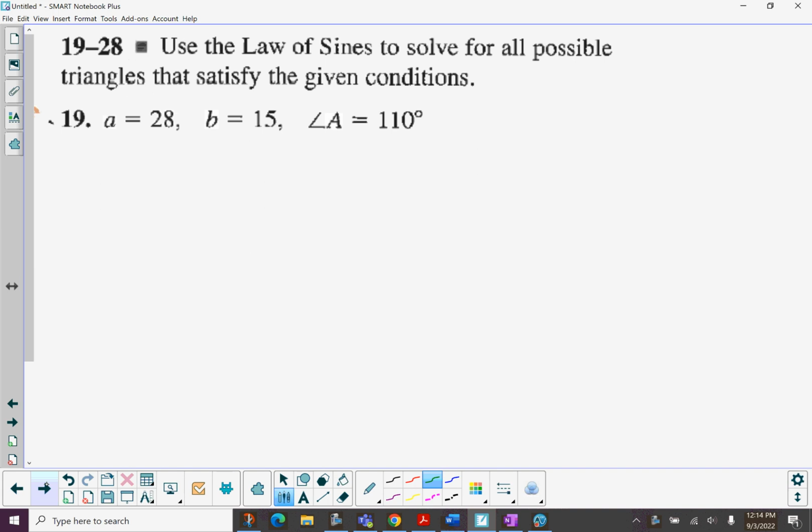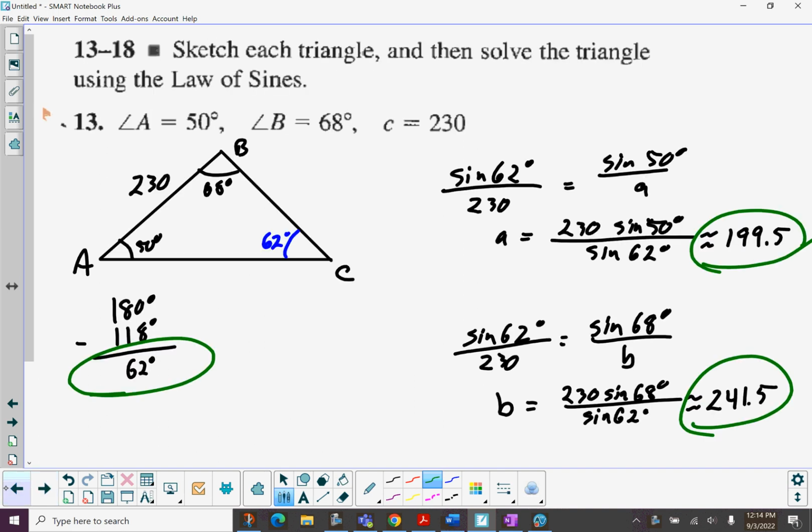Number 19, use the law of sines to solve for, they've changed the directions, all possible triangles that satisfy the given conditions. Well, what does that mean? If we go back to the given information in 13, this is angle side angle. There's no doubt angle side angle makes one triangle. We have an angle side angle congruence theorem in geometry. So that's why here I'm only worried about one set of answers.